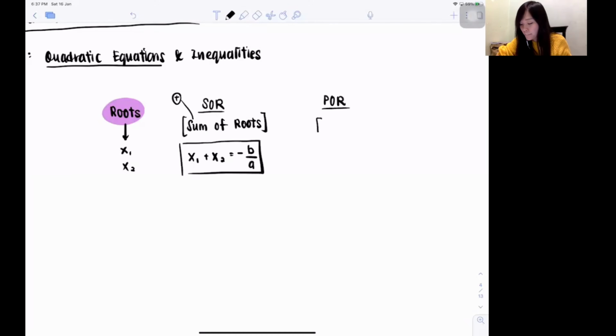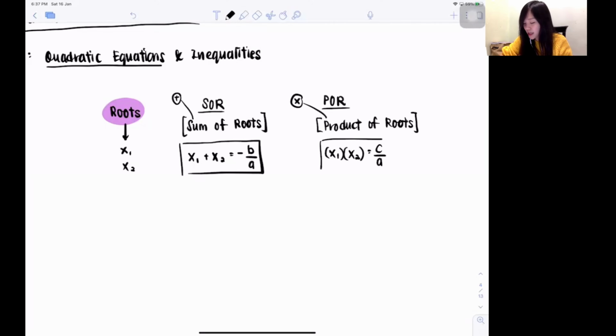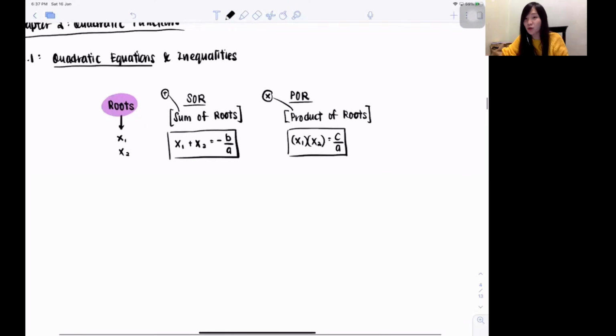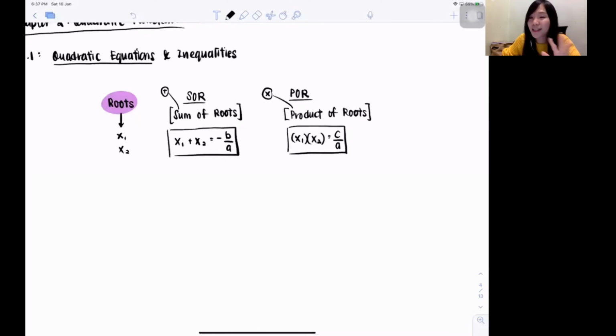Next one. POR. POR stands for product of roots. If sum stands for plus, what do you think product stands for? Hopefully you guys will answer me times. Product stands for times. So roots is x1, x2, right? So product of roots will be x1 times x2 equals c over a. It's just a formula. Later I'll prove to you that this formula really works, okay, my dear? So this is the formula for SOR, POR.